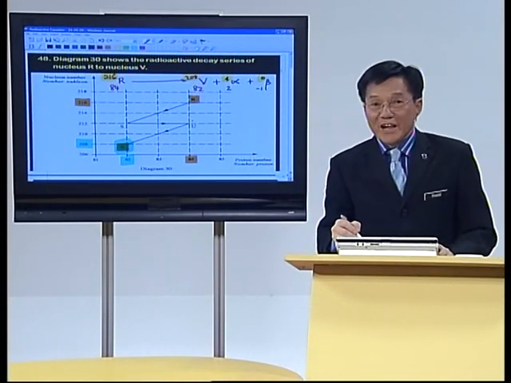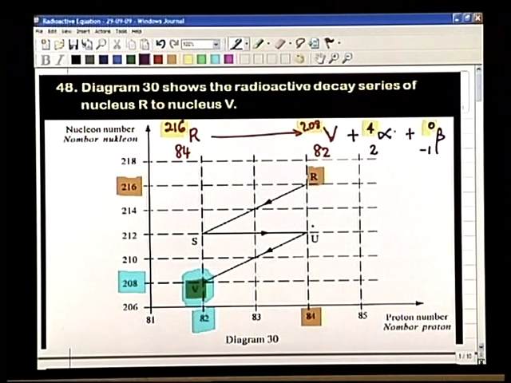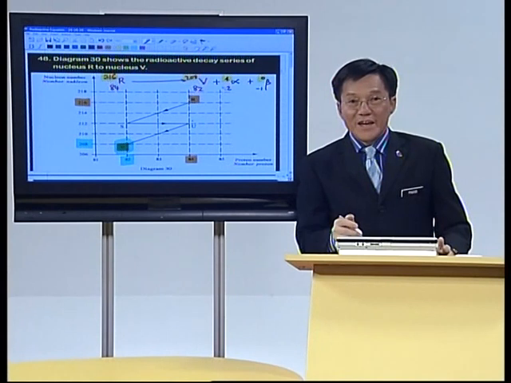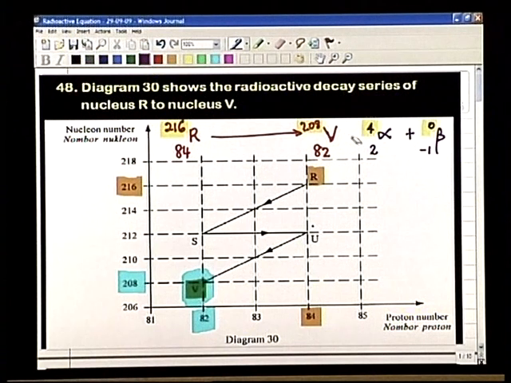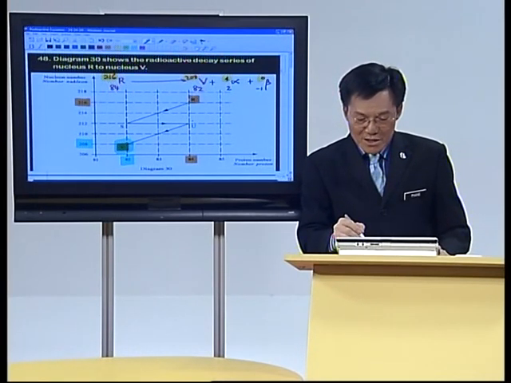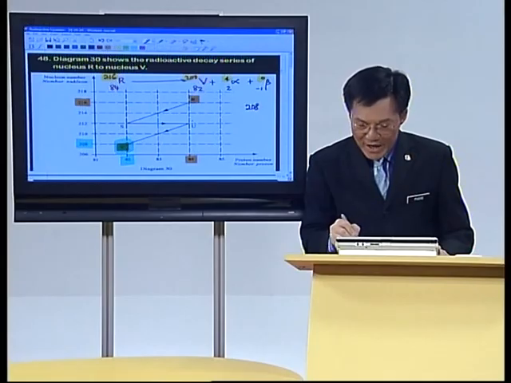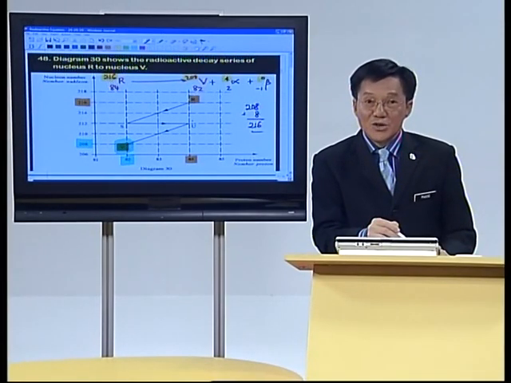Alright, and I know that alpha, the nucleon number, is 4. So how many alpha particles must there be so that I will have a total of 216 on the right? 208, 216 here. So there is a difference of 8. So I need a nucleon number of 8 so that 208 plus 8 will give me 216. Because this is 216, the nucleon number of R.